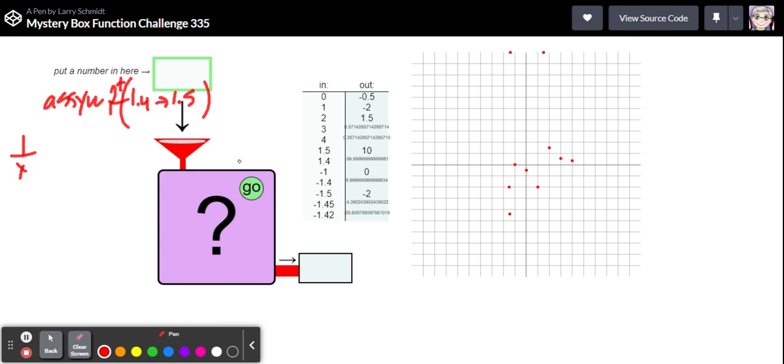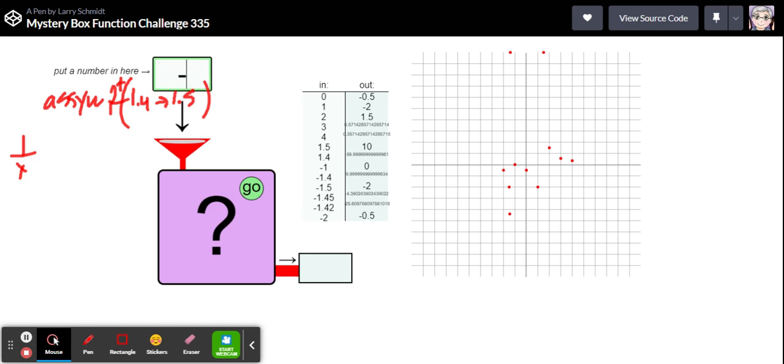Interesting. So let's look at points on the other side of that. Let's do a -2. Whoops. So -2 and a -3 and a -4.